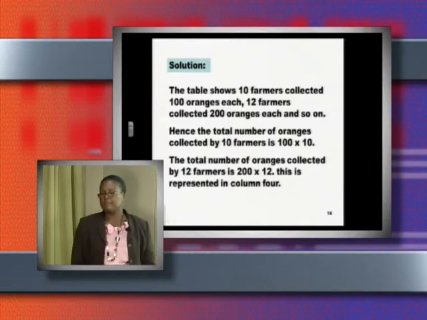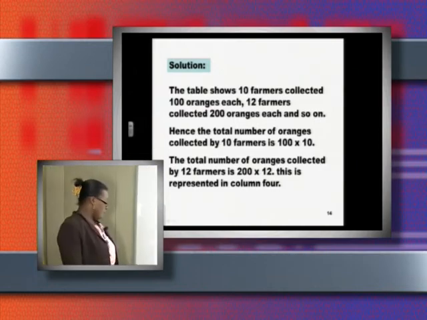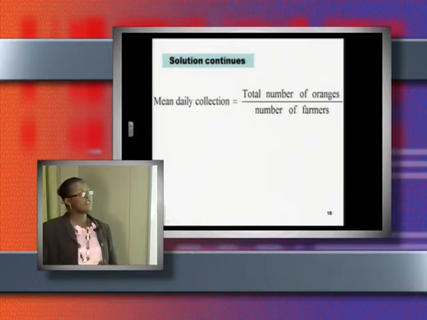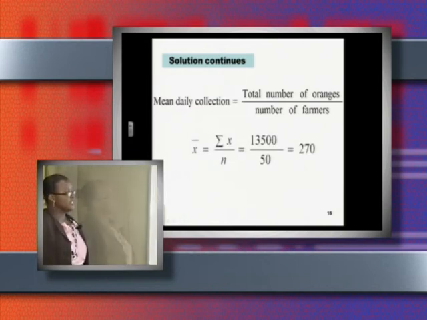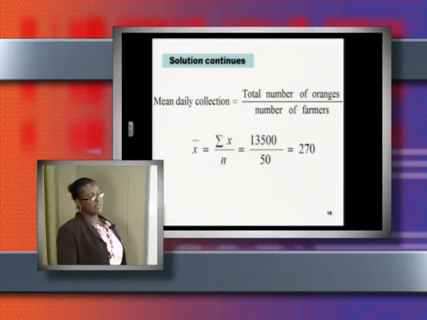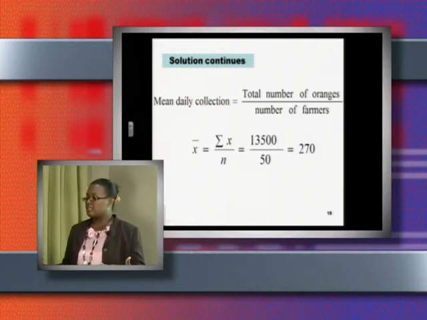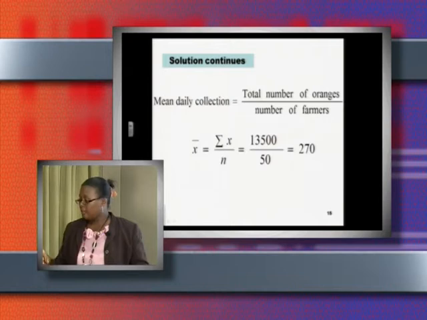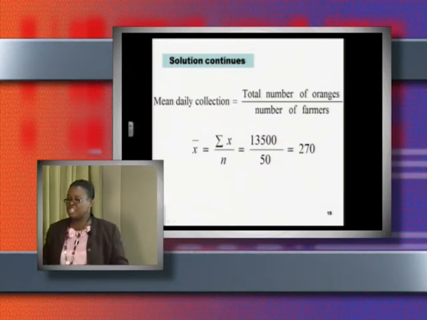12 collected 200, so that would be 2,400. So there we have it. The total number of oranges, as Yannick said, over the number of farmers. 13,500 divided by 50. And we say an average of 270 oranges was collected by those 50 farmers every day. So you see how we can use the mean to generalize.